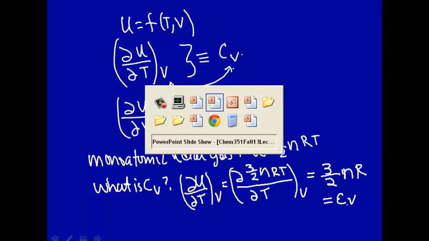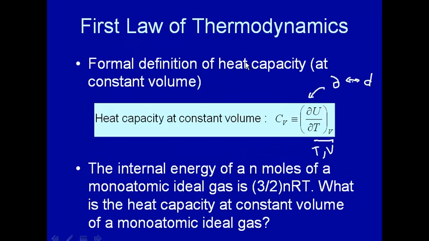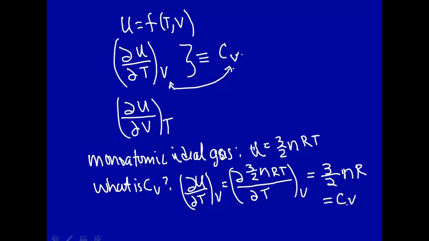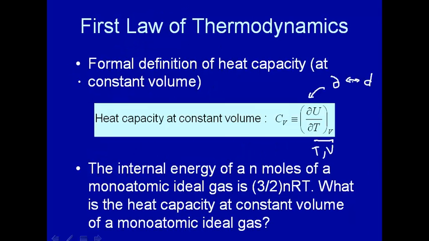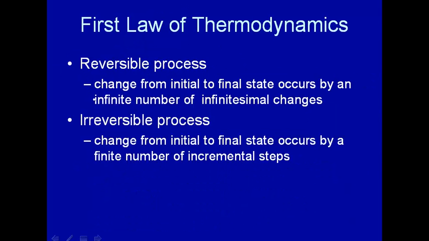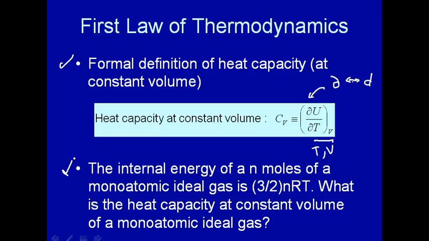All right, so that's the formal definition of heat capacity at constant volume. And actually we'll have a similar definition when we talk about enthalpy, heat capacity at constant pressure, but we'll have to introduce enthalpy first. We'll do that later on. So that's that slide. We know what the formal definition is, and we did an example for a monatomic ideal gas.